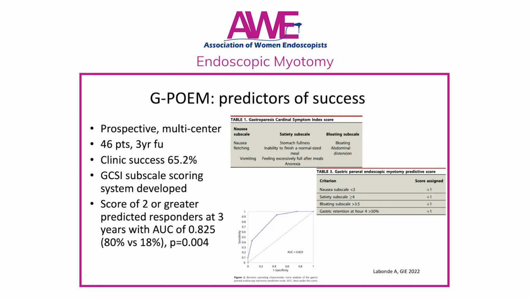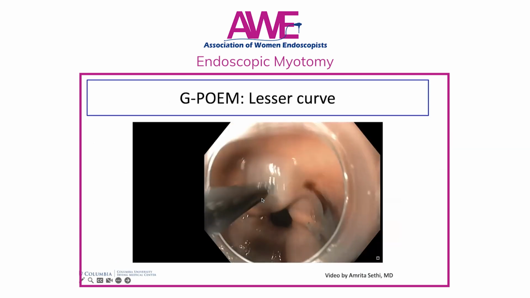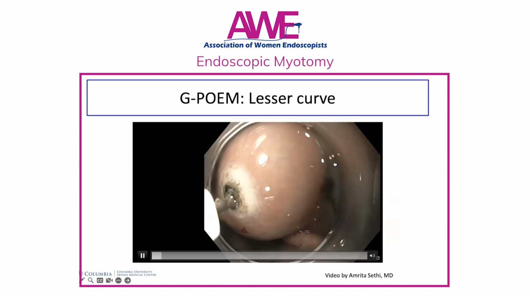And so this suggested a possible tool to help choose patients that might have better response, although this needs to be validated. And then, of course, there are always modifications being made. We don't yet know if these make differences, but these do include things like performing a double myotomy along the pylorus itself, or performing a lesser curve POEM along the lesser curve.